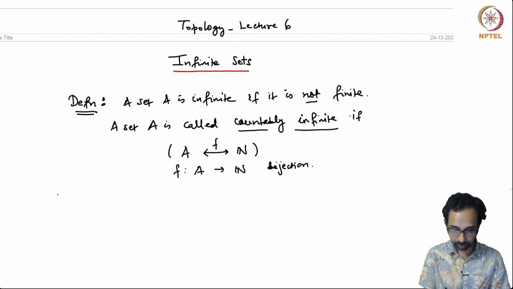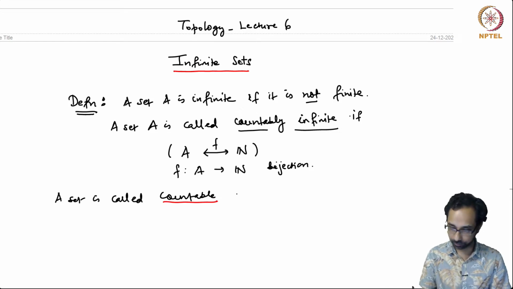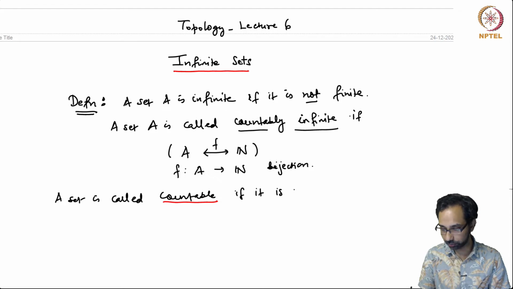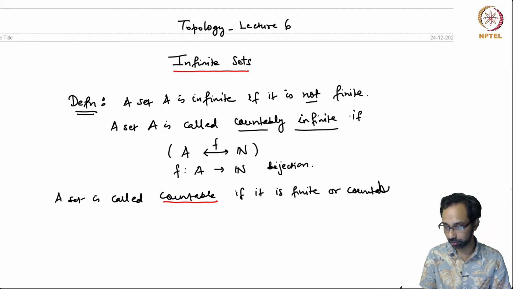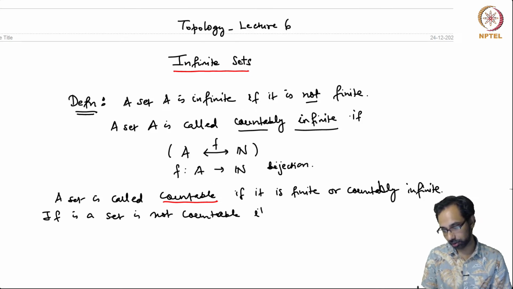And a set is called countable if it is finite or countably infinite. If a set is not countable, it is called uncountable.